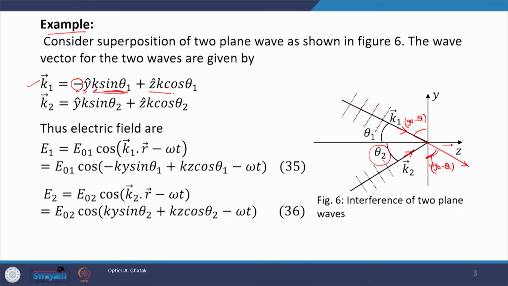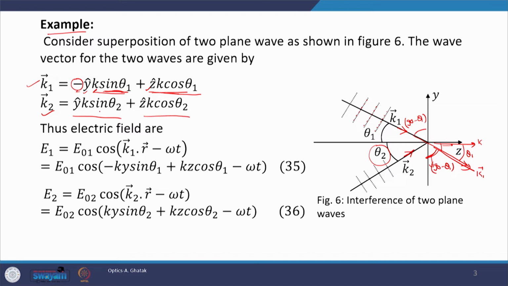Similarly, the z component of the wave vector k1 is expressed by this second term, where z cap is the unit vector along z axis, and k cos theta 1 is the component of this vector along z axis. It is k1 here, and this angle is theta 1. Therefore, the component would be k1 cos theta 1. If we take the mod of k1, that is equal to k, and z cap represents the unit vector along z. Similarly, we can express the wave vector k2 in its component form, which is shown here.